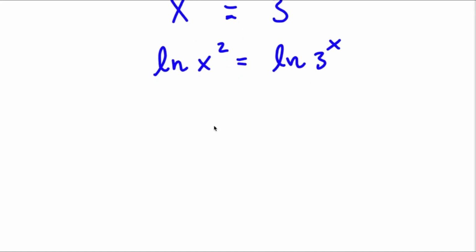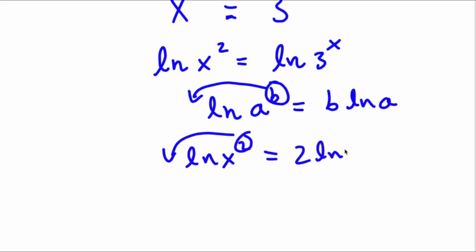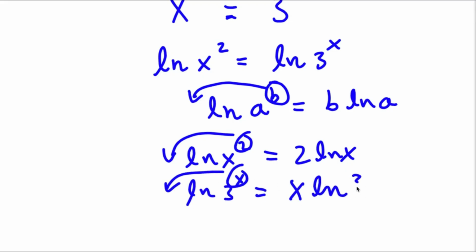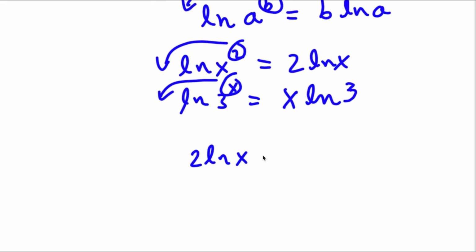Now if I take the ln of something in the form a to the power of b, I can actually move this exponent b to the front of the logarithm. So this would equal b times ln a. So in this case, ln x squared is going to equal 2 times ln x. And ln 3 to the power of x is going to equal x times ln 3. Now I have 2 ln x is equal to x ln 3.